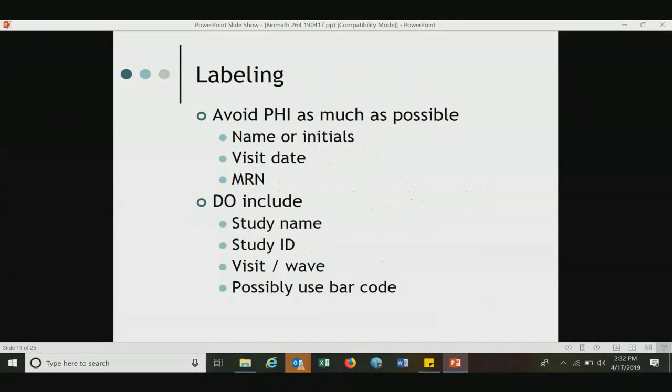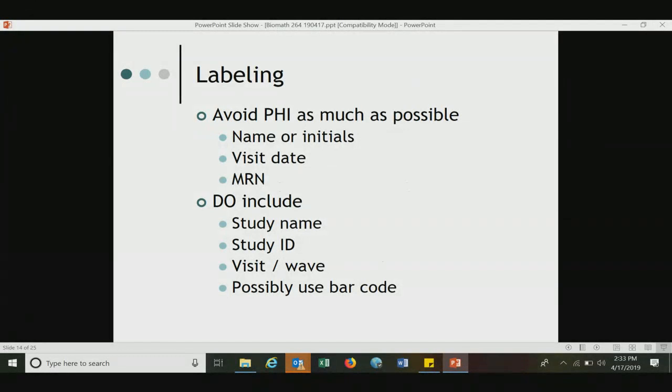Labeling, we've talked about it a little bit, but it's good to think about it explicitly again. Avoid PHI as much as you can. Name or initials, maybe visit date, depending, because that is PHI, or MRN. Be sure that you actually need that information on your specimen if you're going to collect it. But do include the study name, the study ID, which visit it was, and maybe use a barcode. Study name is super, super important.